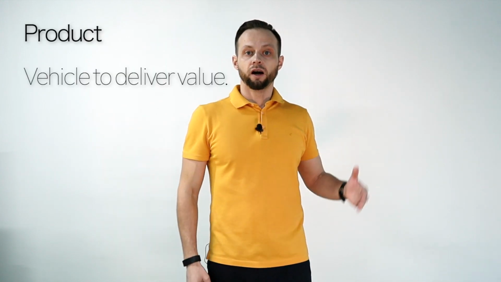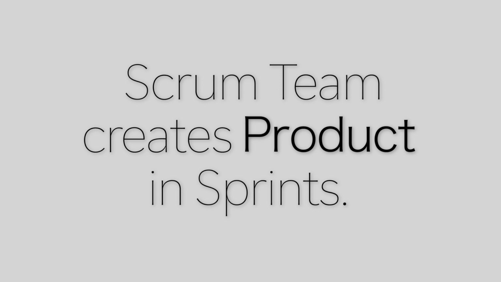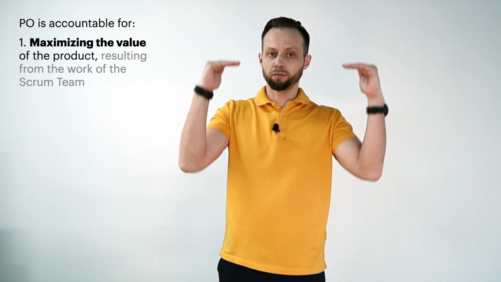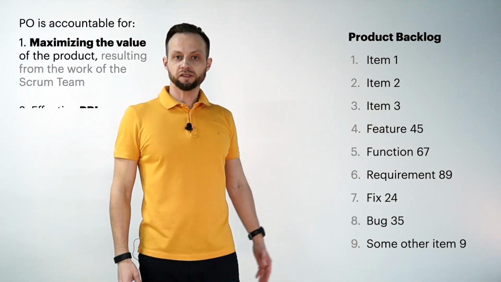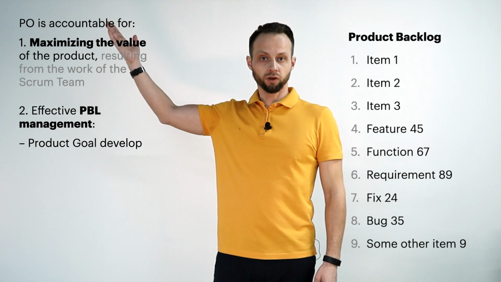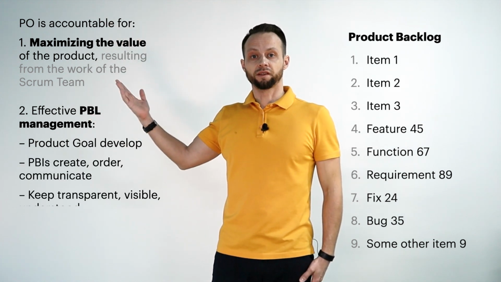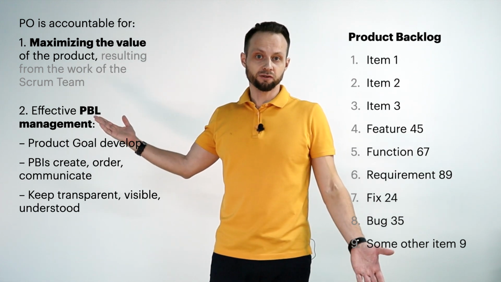Now let's summarize the last topics. A product is a vehicle to deliver value. Scrum team creates a product in sprints. The product owner is accountable for maximizing the value of the product resulting from the work of the Scrum team. The product owner does it by effectively managing the product backlog, including developing the product goal, creating and ordering product backlog items, and ensuring that they are clearly communicated, transparent, visible, and understood.